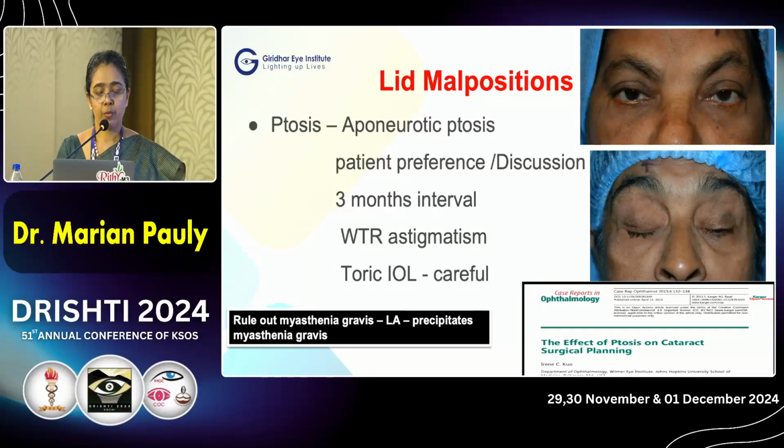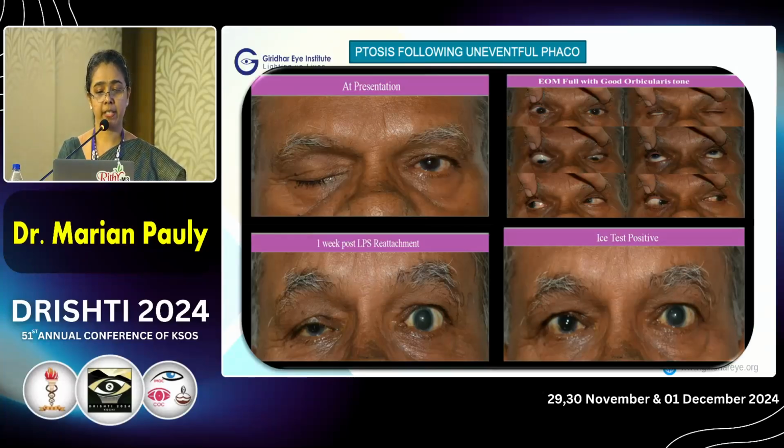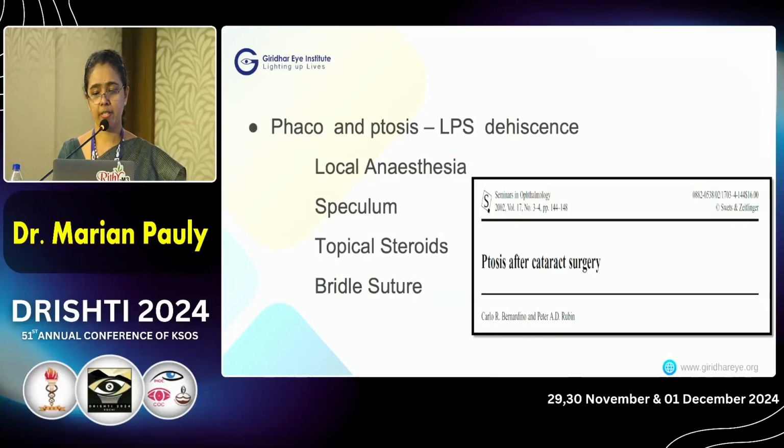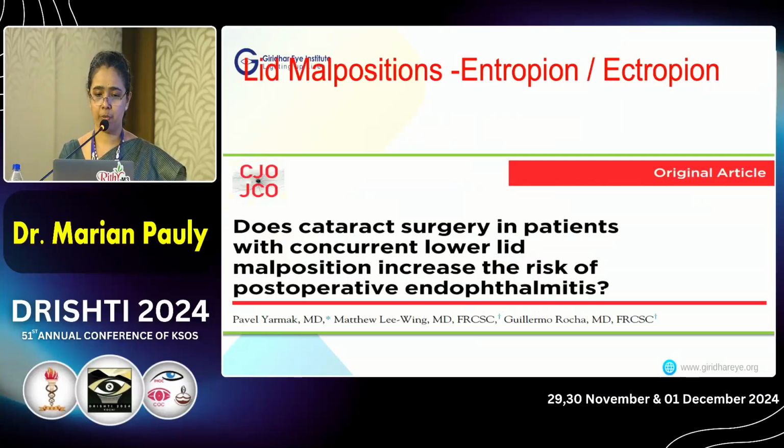And another thing is rule out myasthenia gravis, because if we are doing surgery under local anesthesia, that is peribulbar block, it can precipitate myasthenia gravis. So this is one of our patients who after cataract surgery presented with total ptosis, and later we diagnosed it as ocular myasthenia. So considering phaco and ptosis, you can have ptosis aggravation after phacoemulsification. If it is done under local anesthesia, the speculum can cause ptosis, topical steroids can cause ptosis. Bridle suture is hardly used nowadays, but still it can also induce ptosis.